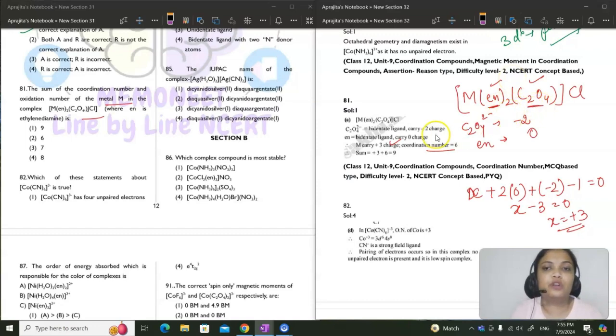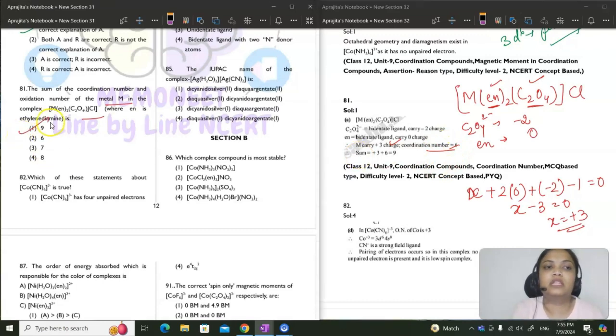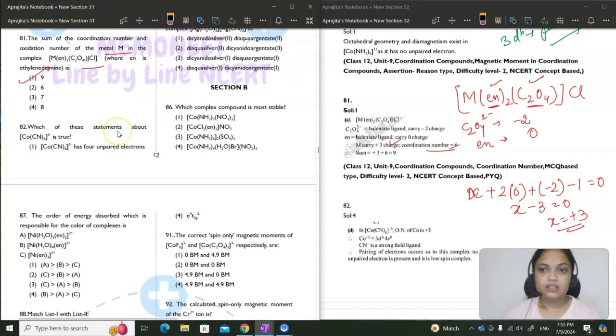So total there will be 6 coordination numbers. So 6 plus 3 is 9. The answer is option A. Which of the statements is true about [Co(CN)6]3-?